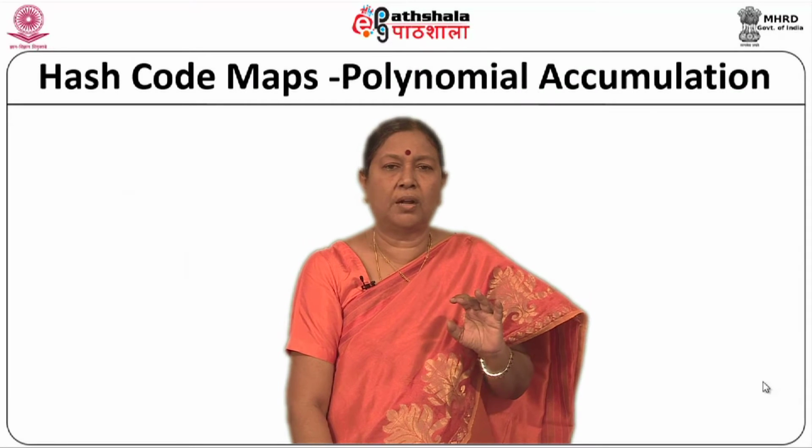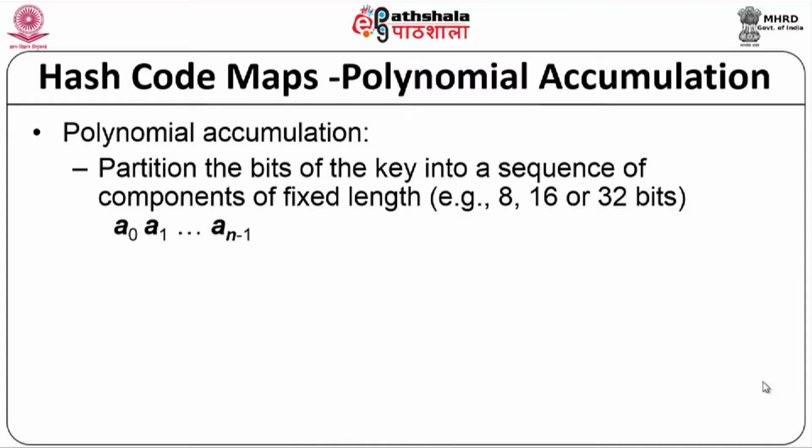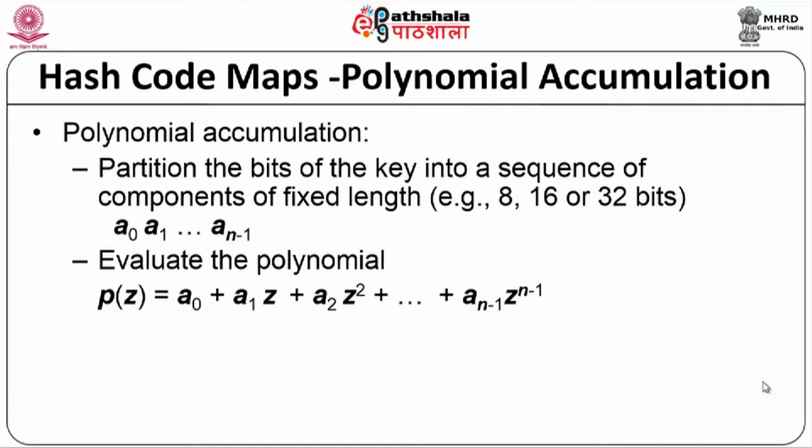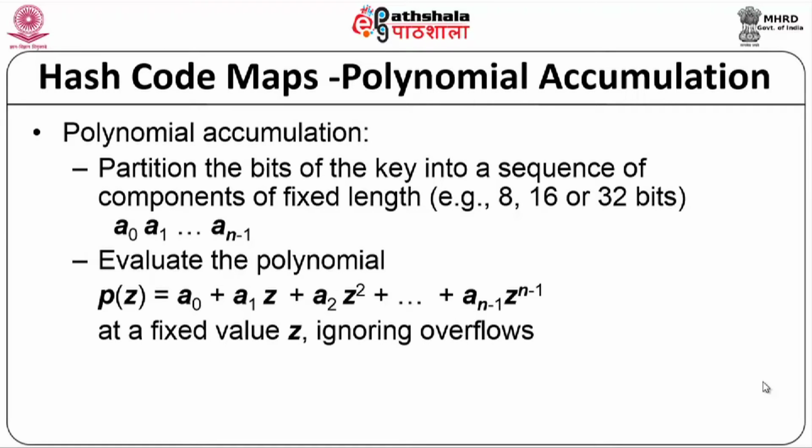You can also do polynomial accumulation. Partition the bits of the key into a sequence of components of fixed length like 8, 16 or 32, say a0, a1, up to a(n-1), that is the partition. Then evaluate the polynomial p(z) = a0 + a1 z + a2 z^2 and so on. Remember a0, a1, a2 are all the components of the bit sequence in the key, and you use a fixed value of z, ignoring the overflows. This is just taking a function to map the keys to the integers.